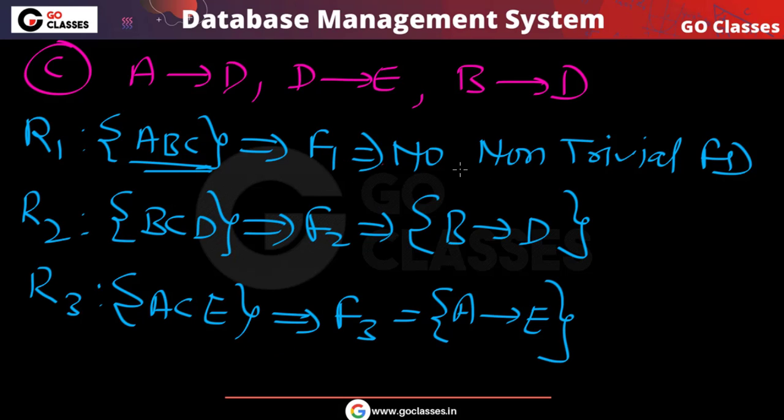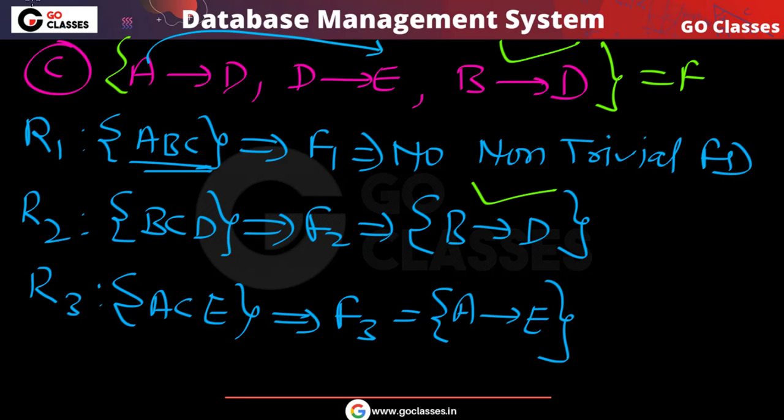Now in F1 there is no non-trivial functional dependency, in F2 we have this dependency, and in F3 we have this dependency. Just find out whether F1 union F2 union F3 will cover F, our set of functional dependencies. This dependency is covered, this one is also covered, and A determines E is also covered. But A determines D is not covered.